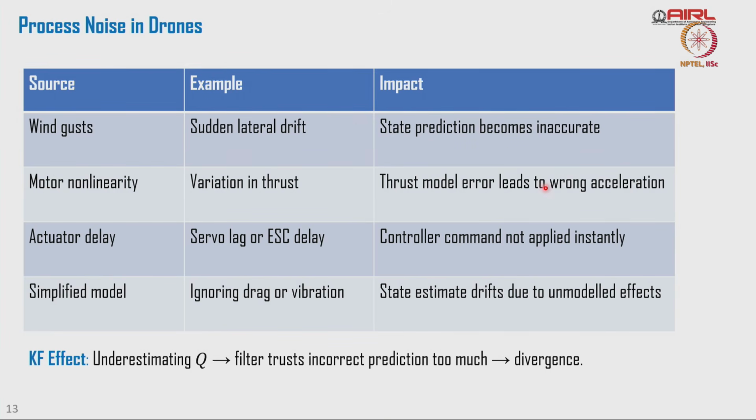The thrust model error leads to wrong acceleration. Actuation delay, there could be lags, servo lags or electronic speed control system lags, that will result in improper measurements, as the control command is not applied instantaneously. Simplified models ignoring drag or vibrations cause state estimate drift due to unmodeled effects. These are some factors we need to keep in mind. On the Kalman filter effect, understanding Q: if the filter trusts an incorrect prediction too much, that will result in divergence.